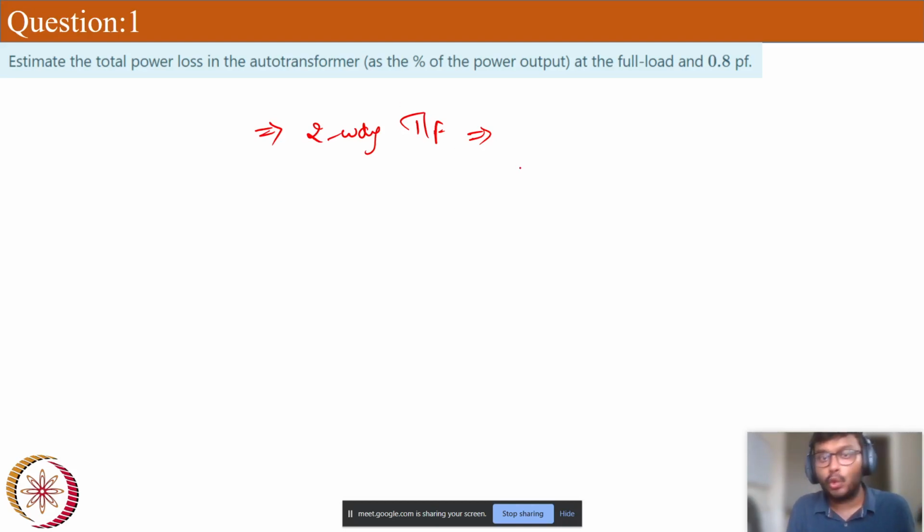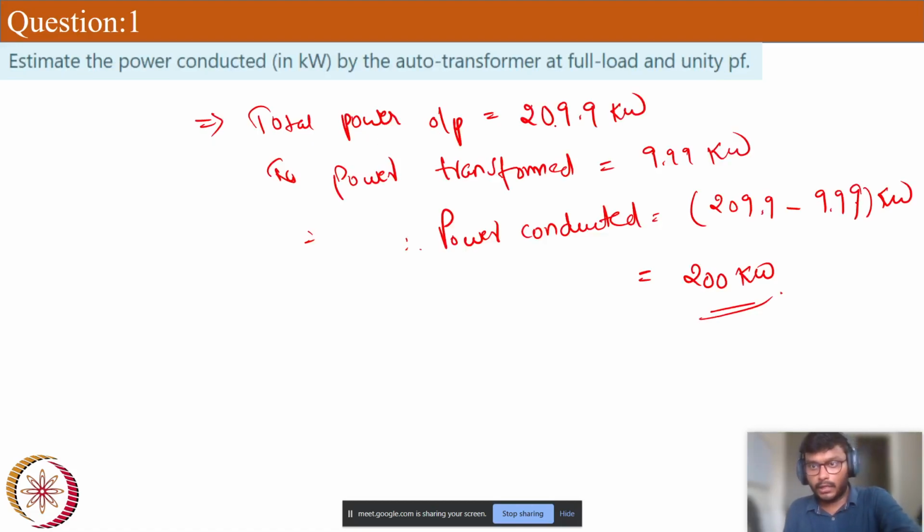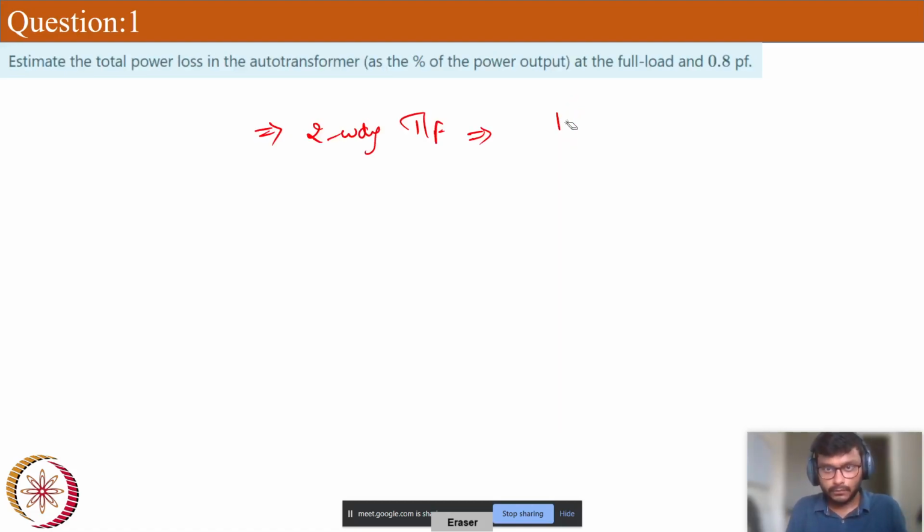Now let's say in a two winding transformer, how much power is being transformed? That is the power transformed through transformer action, right? Now it's around 9.99, right? Yeah, 9.99 kilowatts is whatever power I have transformed.